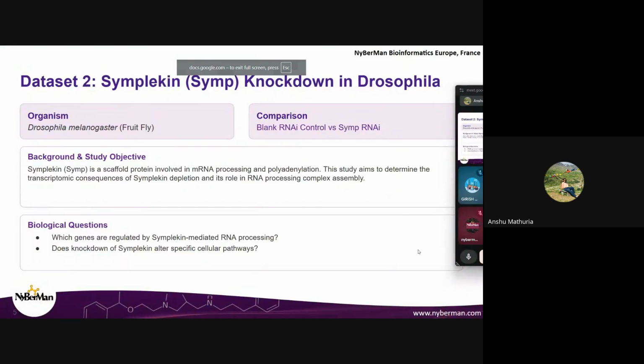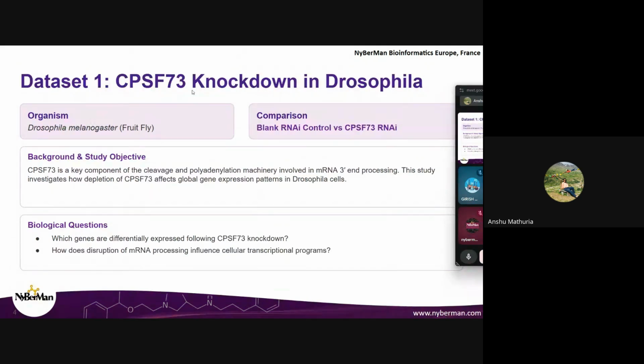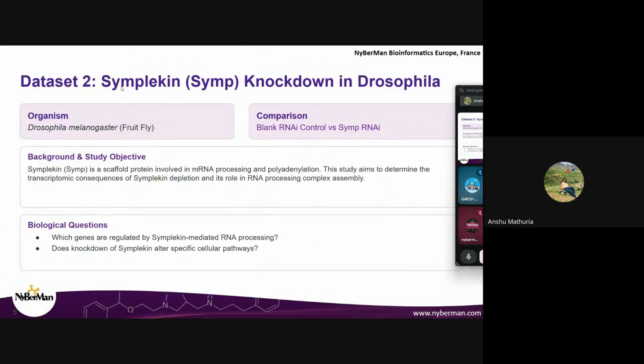Now we'll move on to the second data set. The second data set is also similar, where we are working on the same Drosophila melanogaster. The study is the same. You have the controls also the same as blank RNAi. There you were knocking out CPSF73, sorry, and now we are going to knock out simplicin. This is another thing that you are knocking out that is going to affect certain processes.